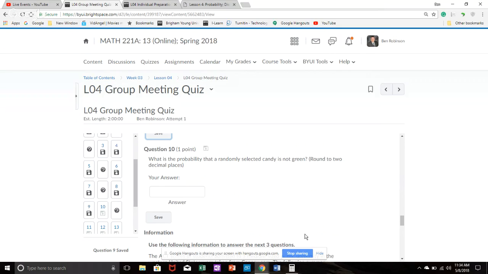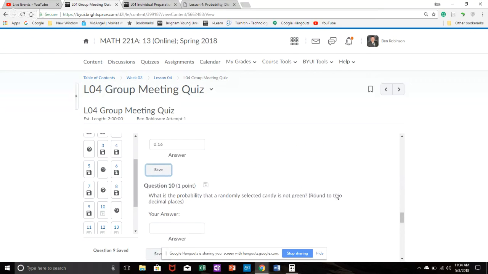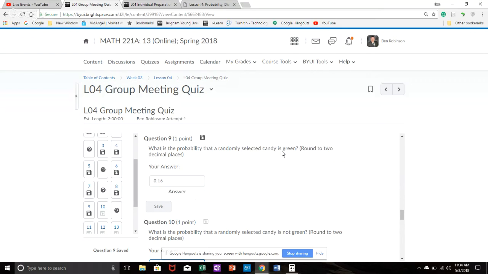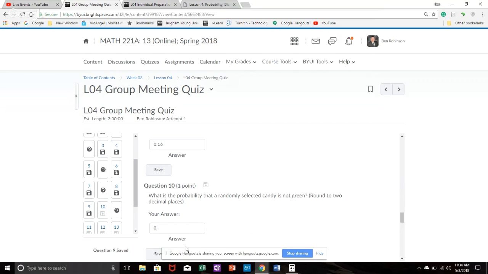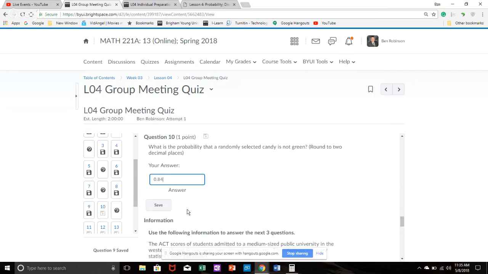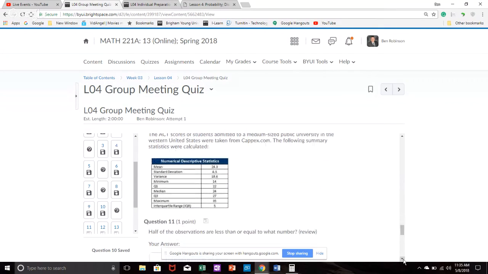Yes, so what is the probability that a randomly selected candy is not green? So, what is it, 0.13? No. Well, we know what green is. Yeah, so we have to add all of them. Or you can just subtract that from 1, right? Yeah, so that would be 0.84.